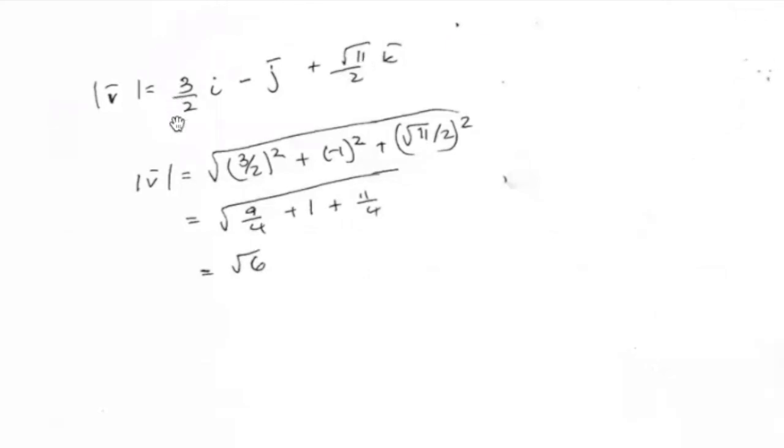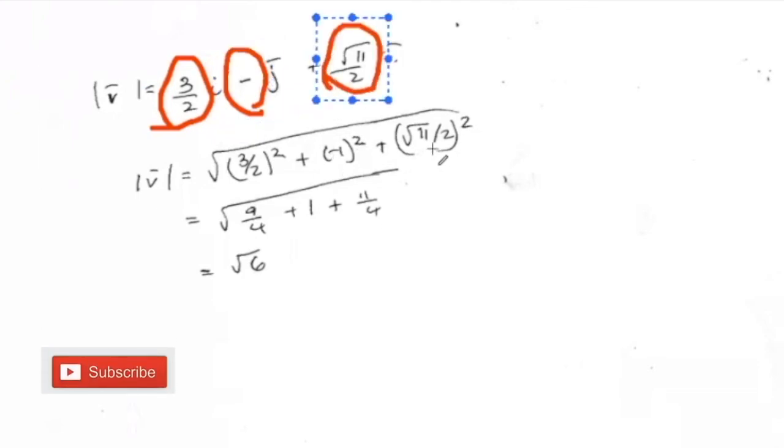Now let us do the final example for this. We have the vector v that we're going to find the magnitude of. The coefficient of i is 3 over 2, the coefficient of j is negative 1, and the coefficient of k is square root of 11 over 2. When we're substituting, we have 3 over 2 all squared. When you square that, you have 9 over 4. Squaring negative 1, it becomes positive 1, and squaring the square root of 11 over 2, the square root cancels the square, and you square the 2, so it becomes 11 over 4. Adding this up, you will get 6, and root 6 units will be the magnitude of this vector.